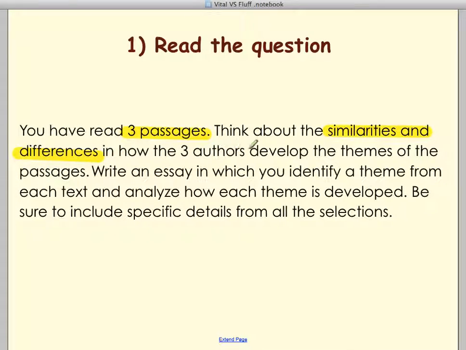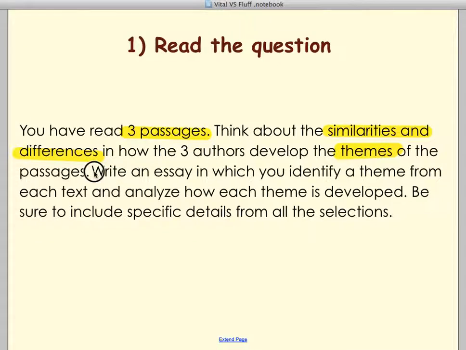Okay, and how the 3 authors develop the themes. Oh, there is a key word, themes. I'm going to double highlight this, theme. Again, theme is the life lesson. What does the author want you to learn after reading these passages? So we're going to look at how the themes of 3 passages are the same and how they are different.